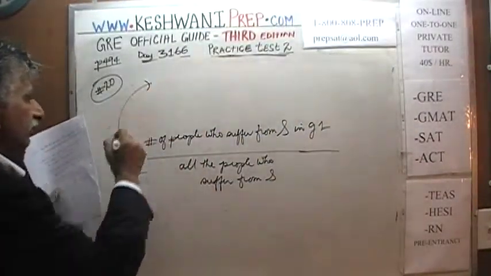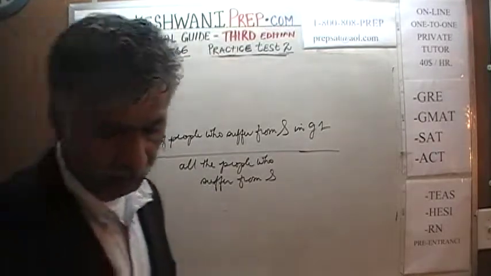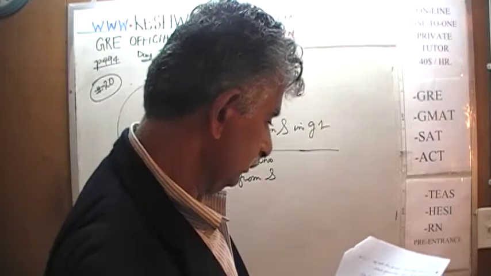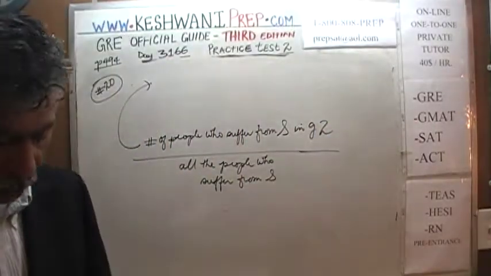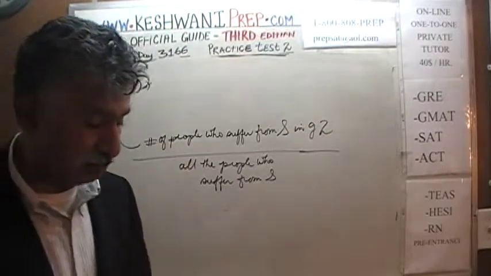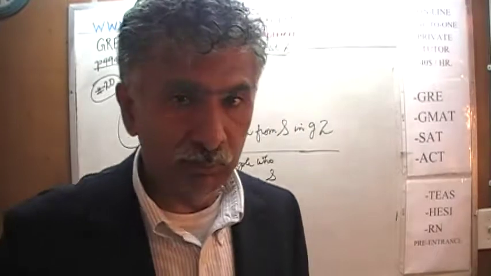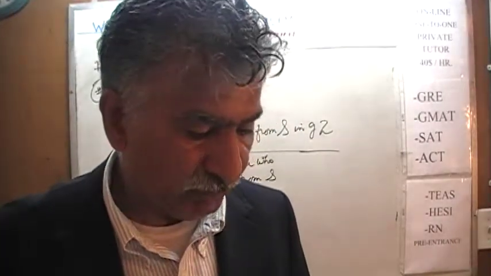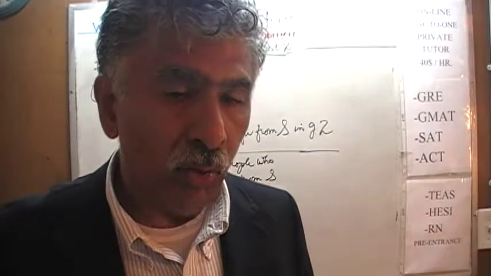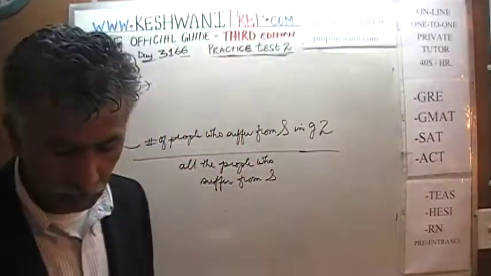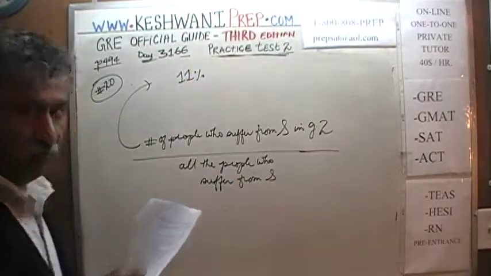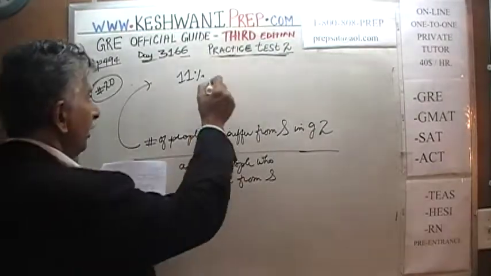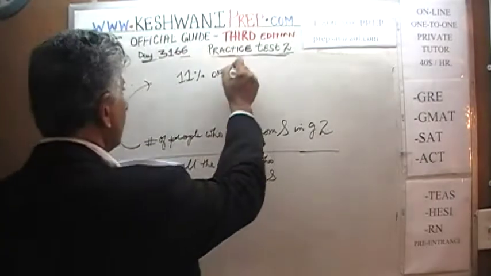So how do we figure out the number of people who suffer from sneezing in group 1? You look at the chart and it will tell you. I'm so sorry, it's not group 1, it's group 2. Number of people who suffer from sneezing in group 2. If I did write down G1 on the blackboard, I meant to say group 2. It's group 2 we're looking for. And if you look at the chart under sneezing, we'll find out that 11% of the people in group 2 suffer from sneezing. 11% of whatever the size of the group is, which is 400.